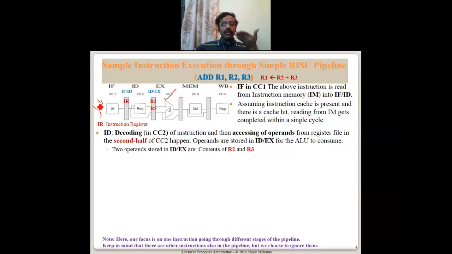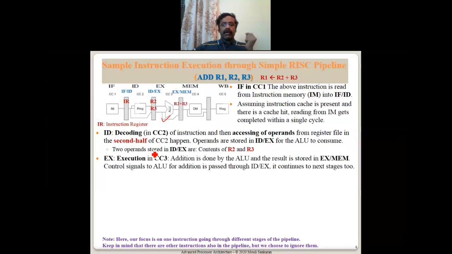So we want to keep fetching instructions while one instruction is progressing, or not even one instruction, many instructions are progressing, going through different stages. So here our focus is on one instruction, but you should keep in mind that there are some instructions following it which we are not showing. We are not interested in showing what is happening in those stages. So during the third stage, what happens? Execution happens. This is called CC3.